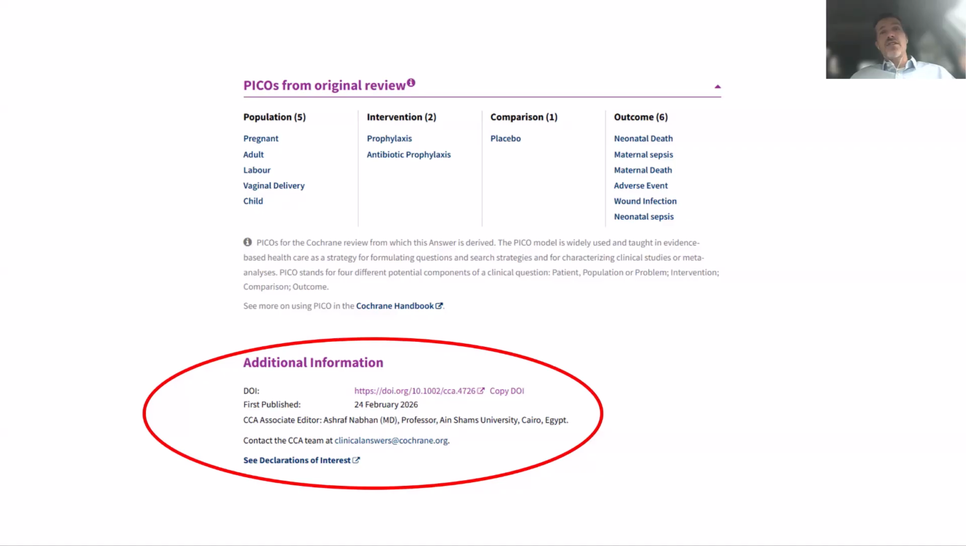This is often called a conflict of interest or declaration of interest, but this allows you to quickly see what Dr. Nabhan's potential declarations of interest were, and you would then feel a little bit more comfortable about anything that has been written by each of our associate editors or clinical advisors.